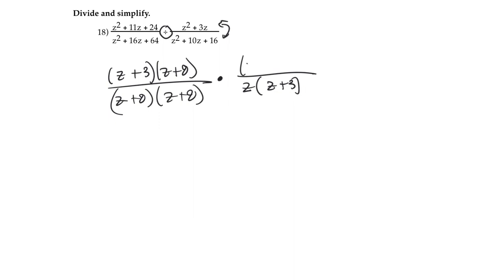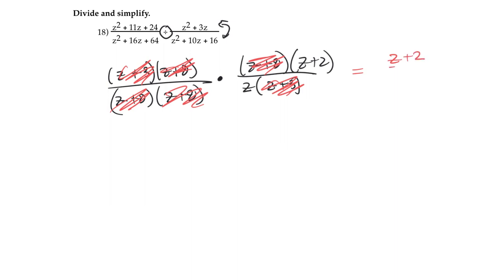And then the top will factor to z plus 8 and z plus 2. Okay, then I can hack and slash. Whoops, I didn't mean to erase it, I meant to cross it out. That one goes and that one goes. There's a z plus 8, z plus 8, z plus 3, z plus 3. So on the top, I'm left with z plus 2, and on the bottom, a z.